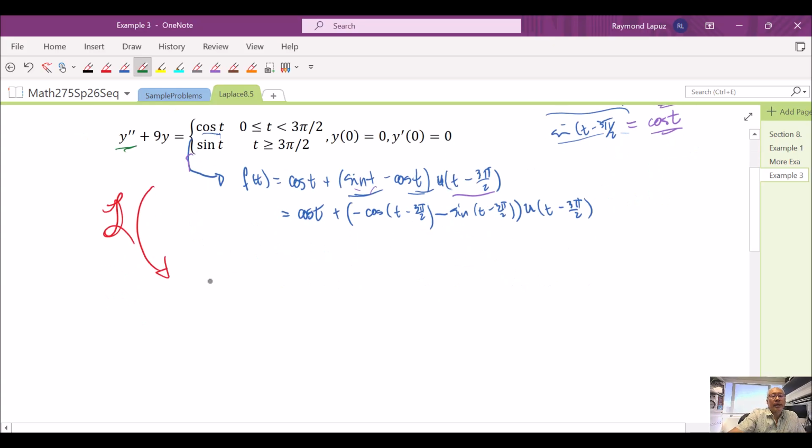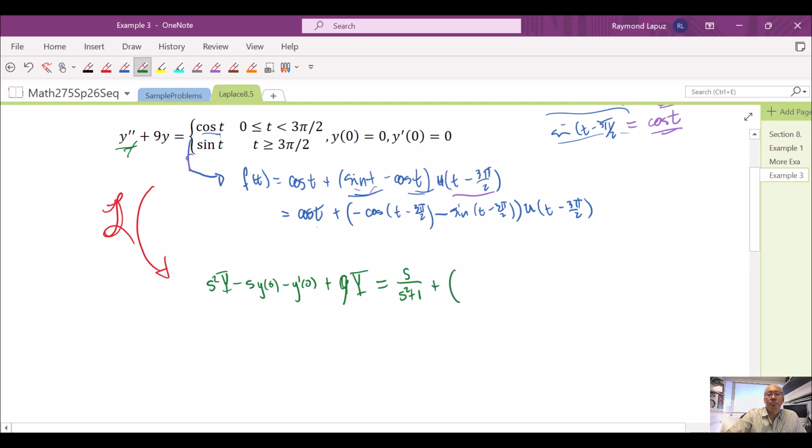All right, we have s squared capital Y minus s y of 0 minus y prime of 0. That's the first one. And then now we have 9y, and there are no other derivatives. And now we come to the right-hand side, which is this piecewise function. Start off with a cosine. Cosine transforms into s over s squared plus k squared. K is just 1.